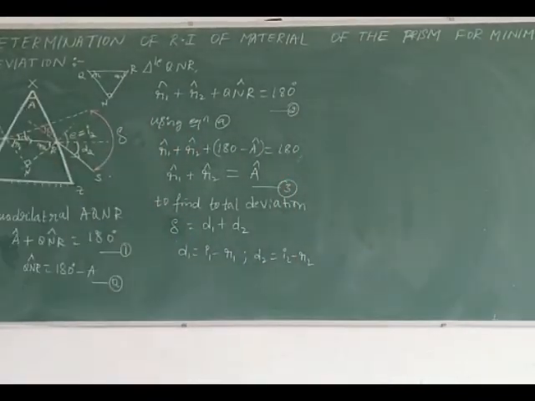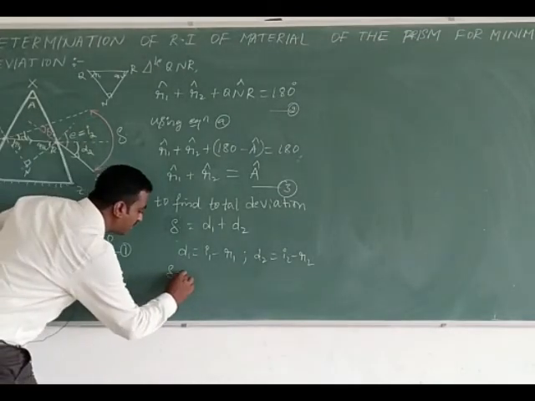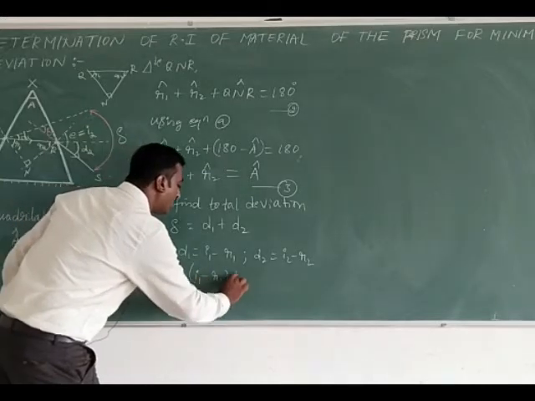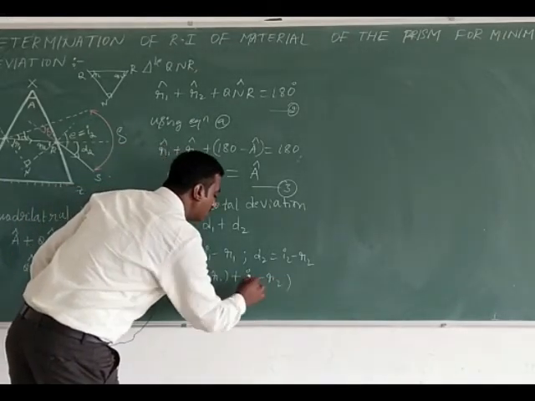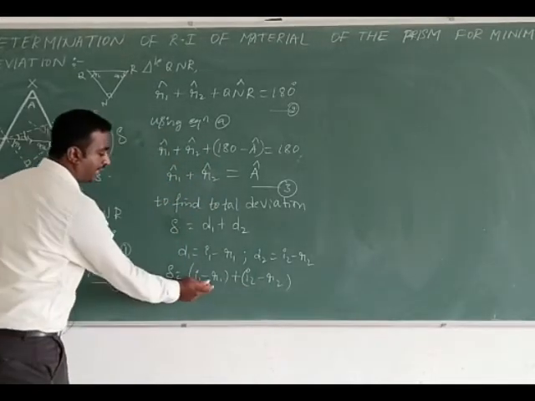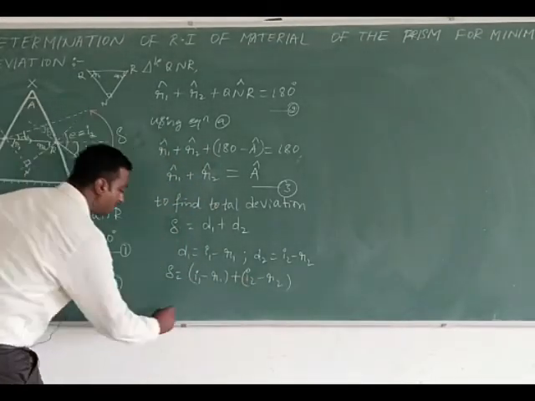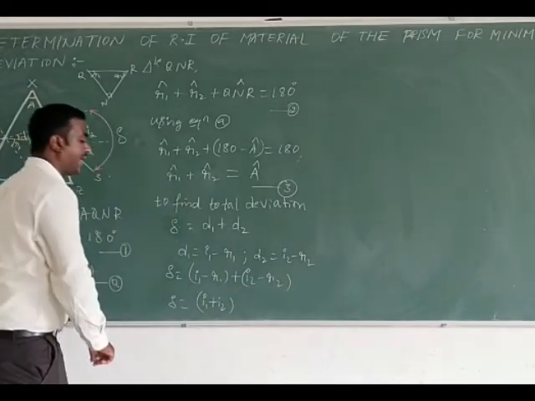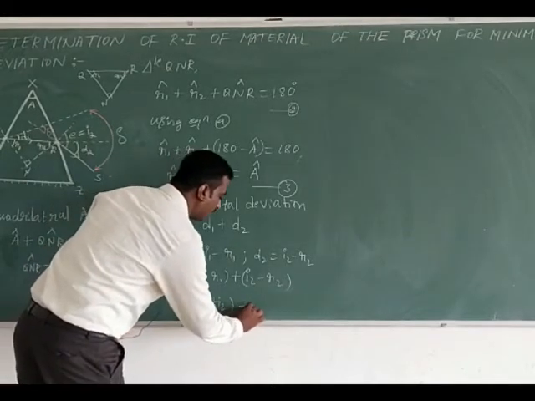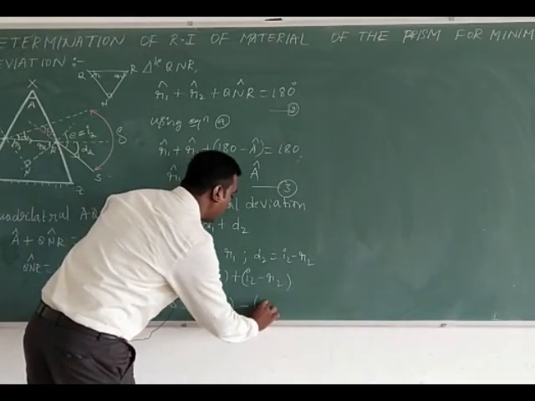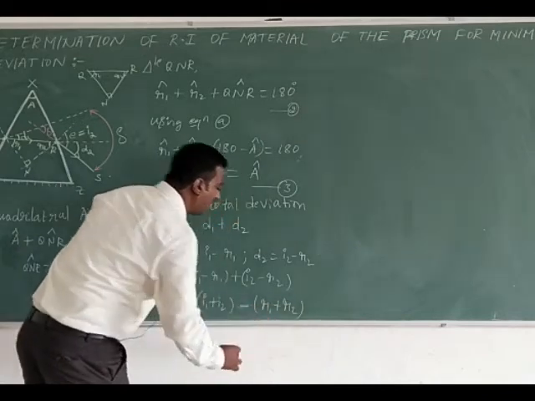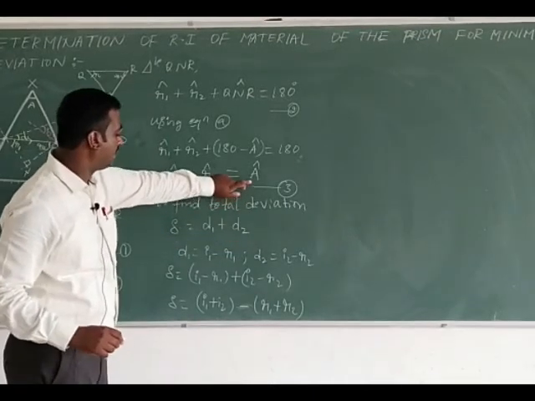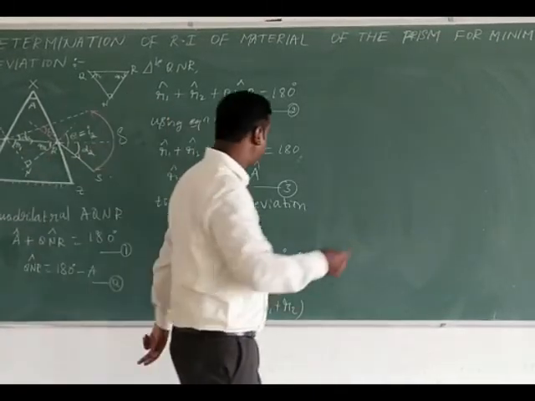So now the total deviation can be written by substituting these two values: D1 is I1 minus R1, plus D2 is I2 minus R2. Here we have I1 plus I2 remaining, minus R1 minus R2. So taking the minus sign common, we have I1 plus I2 remaining, and R1 plus R2 in the bracket. What is R1 plus R2? That is equal to A.